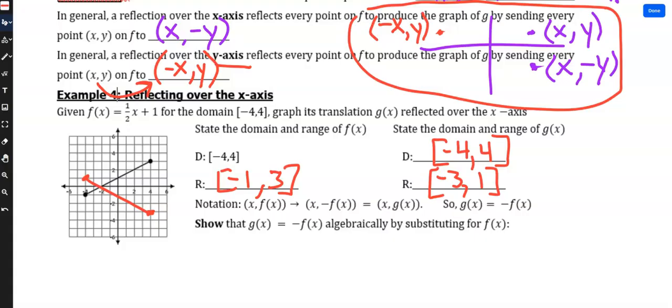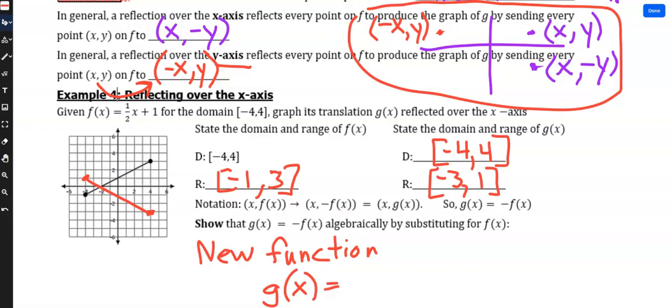Down at the bottom, they just show you some notation. Okay, and they want you to prove it by substituting. So they're saying that the new function, they're calling it g of x, is equal to the opposite y value. Opposite y value. That's what this notation means. Opposite y.